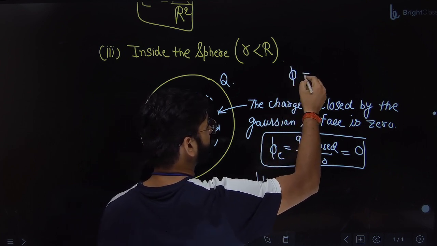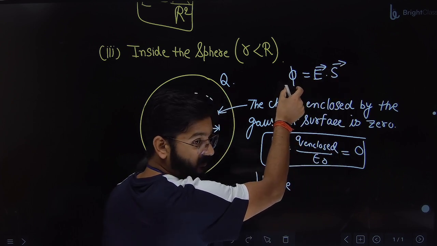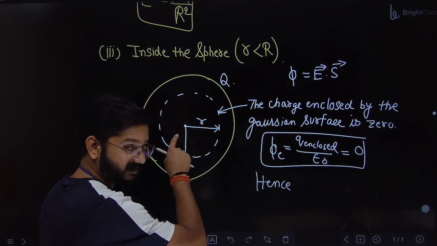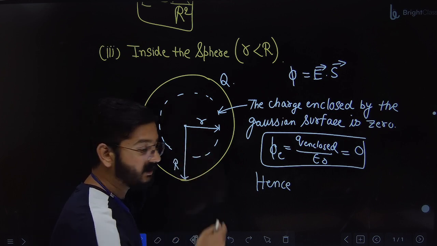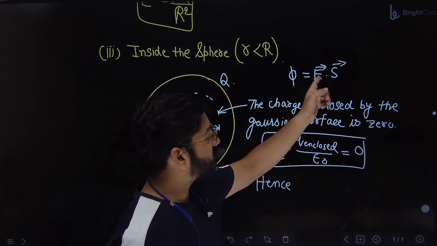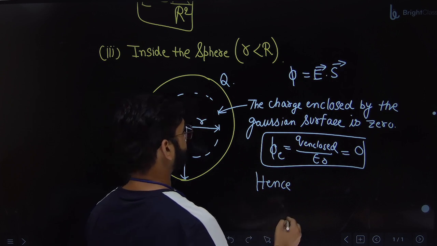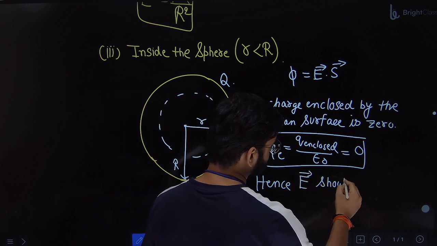What is electric flux ka formula? E dot S. If this is zero, correct? It means right hand side should be also zero. Is the surface area zero? No. There is a surface area, right? 4 pi r square. Surface area is not zero. It means what should be zero? Electric field. So hence electric field should be zero.